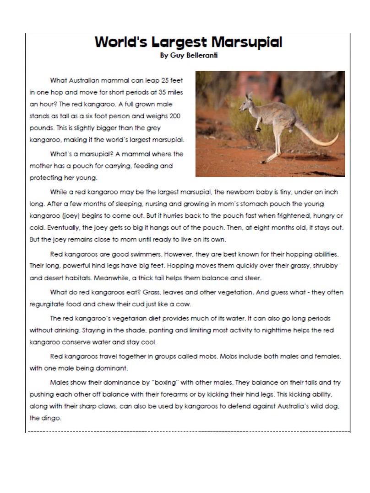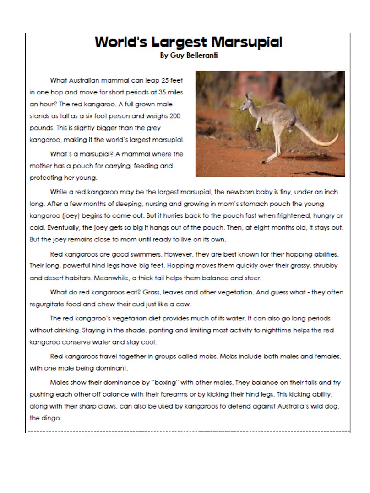Eventually, the Joey gets so big it hangs out of the pouch. Then, at 8 months old, it stays out. But the Joey remains close to mom until ready to live on its own. Red kangaroos are good swimmers. However, they are best known for their hopping abilities.